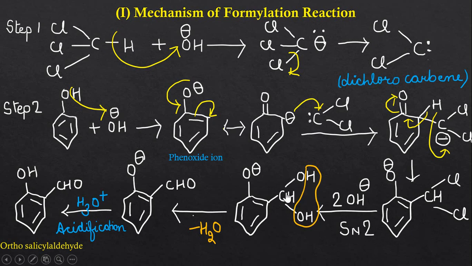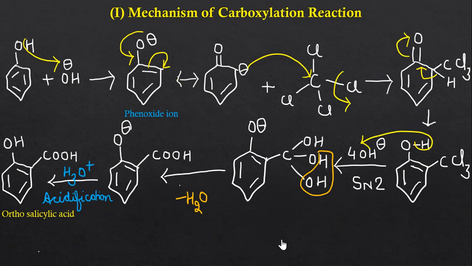intermediate. Here you see there are two OH groups which are present on the same carbon atom, so it is unstable, and here H2O molecule will be removed and we will get the CHO group. Now this CHO group is attached with this phenoxide ion. In the final step, acidification occurs and we will get the ortho salicylaldehyde. This is the whole mechanism of formylation reaction. Now let us move to the mechanism of carboxylation reaction.